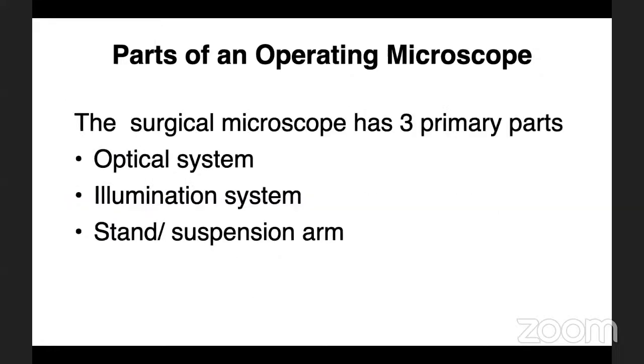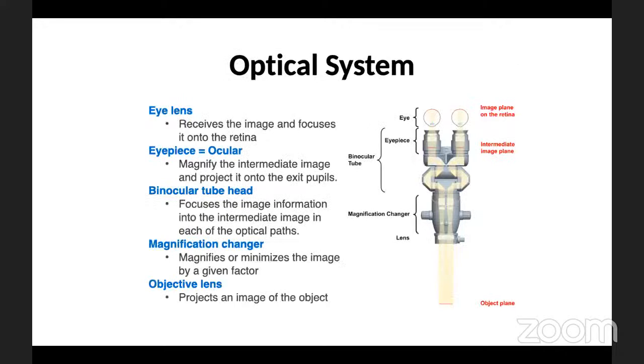The three primary parts of the microscope are the optical system, the illumination system, and a stand and suspension arm. The optical system comes with the objective lens, which projects an image from the object, with a magnification changer, which magnifies or minimizes the image by a given factor, and the binocular tube head, which consists of two telescopes for stereoscopic vision and adjustable eyepieces called oculars.